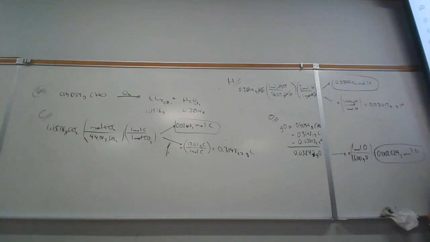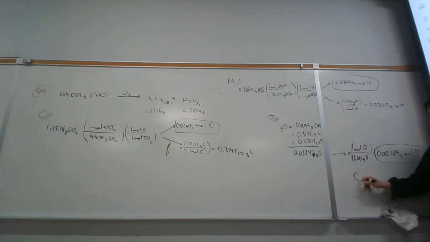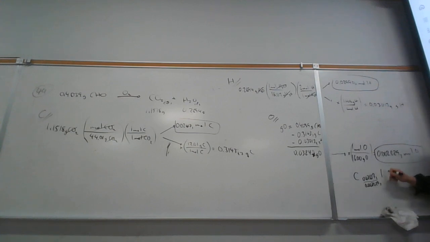Okay, which one's the smallest? Oxygen. So we're going to divide everything by this. And then we're going to get C, which will be 0.026171 divided by 0.002029. H, which would be 0.02990 divided by 0.002029. And O, 1.000. And then we will calculate it and come up with the simplest whole number ratio.